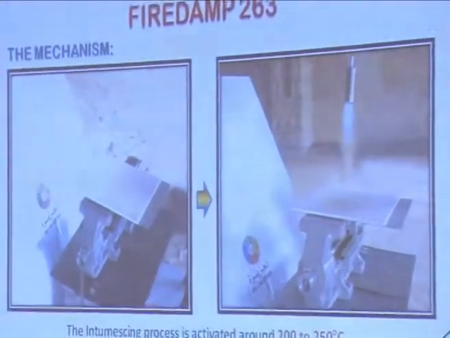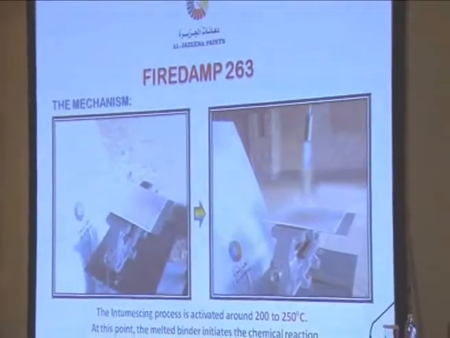Finish, excellent mechanical property, hard and durable, and also toxic emission free in a fire environment. And also it will protect the steel structure up to 2 hours. The mechanism of the Fire Dam 263, as we mentioned: when you apply the coat over the steel structure and then apply the fire toward the steel structure or toward the paint, the binder will start to melt at 200 centigrade.